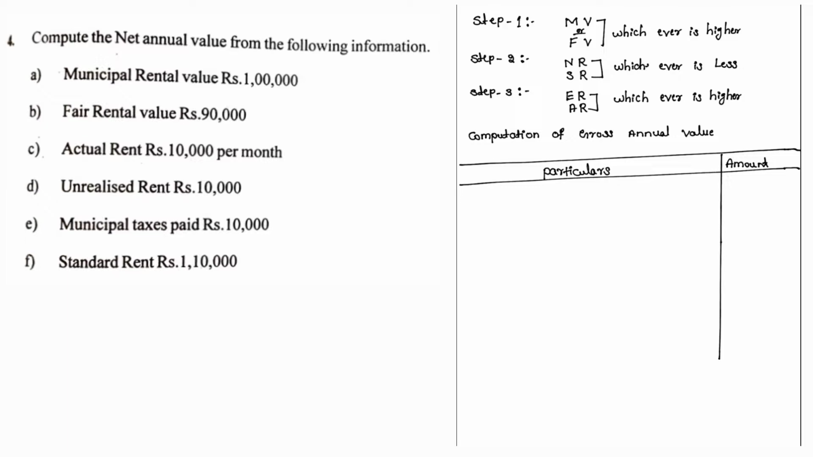To identify net annual value, first we have to identify gross annual value. So, computation of gross annual value, for that we have to follow this format. Step number 1. Municipal value, given in the problem, 1 lakh rupees, fair value, given, 90,000.